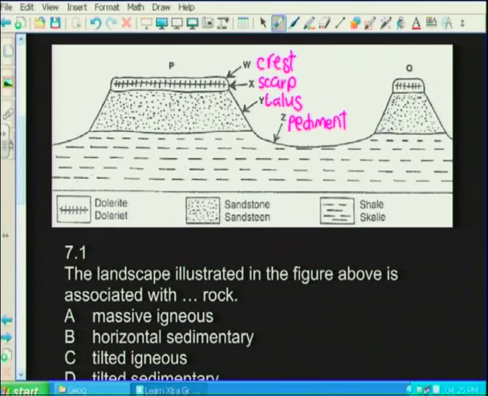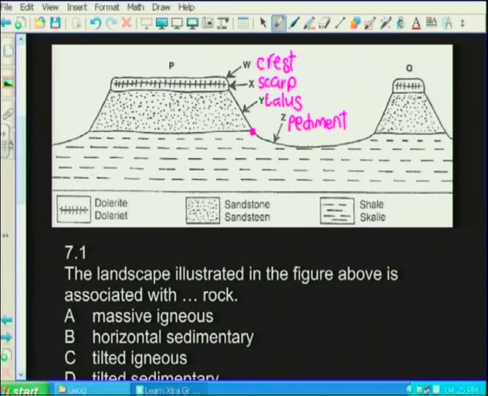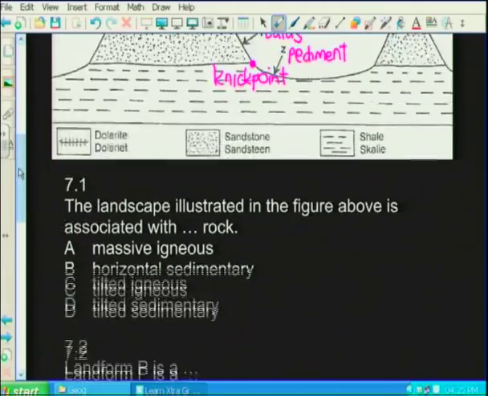Those are our 4 different slope elements. So we've got the crest, scarp, talus, and pediment. Also, very importantly, I want to point out at that point over here where the gradient changes between the talus and the pediment slopes, that area is referred to as a nick point. Okay, so now that we've reminded you about those important concepts, let's look at our multiple choice questions.